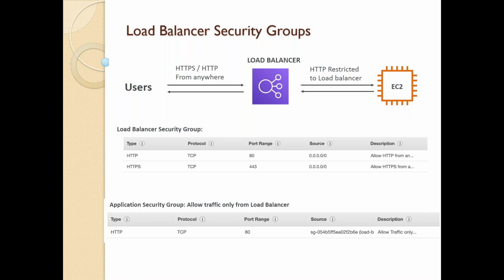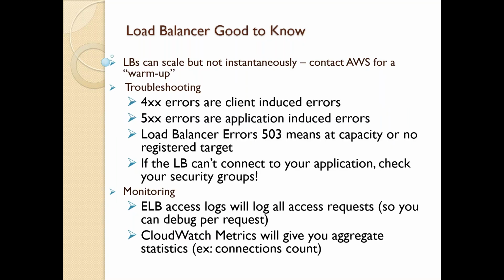So that is how the traffic comes from the load balancer to the instances. Some of the things that you need to know: load balancers can scale, but not instantaneously. Suppose I have a load balancer in region 1 and suddenly want to bring up another one. It will take some time to warm up. So you need to contact AWS to bring it up quickly.